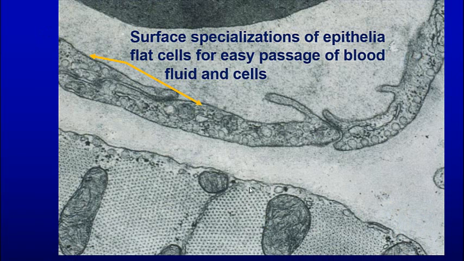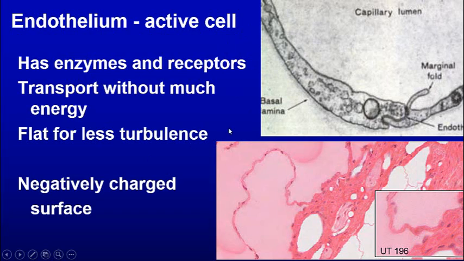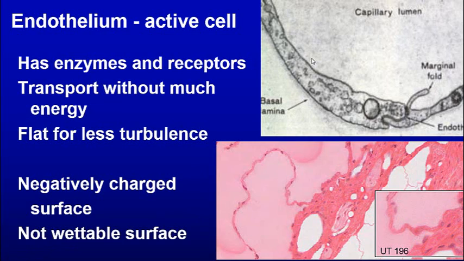And here we can see that epithelium can be specialized, could be flattened, as you can see. And so the endothelial cells are very special cells. They're not just sitting there sleeping. They have enzymes and receptors, transport without much energy. They're flattened, so they have low turbulence. They have this marginal fold that flips over and helps protect the junction. And they're negatively charged, and that makes them non-wettable, kind of like they're waxed. So if you've got fluid coming through, it's very handy if that fluid doesn't stick, if it moves along.